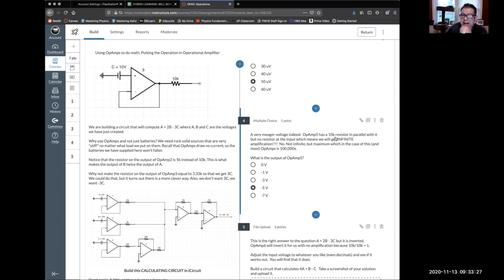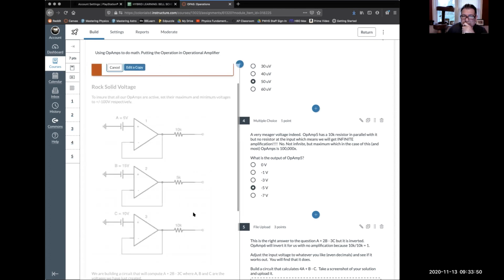OpAmp 5 has a 10K resistor in parallel with it, but no resistor at the input, which means we get infinite amplification. No, you don't. The maximum you get is 100,000 times amplification. So what is the output of OpAmp 5? The output of OpAmp 5 is negative 5 volts.